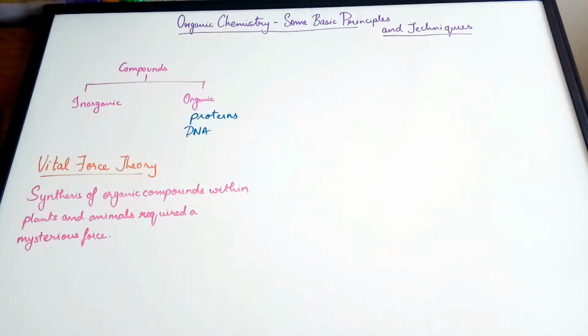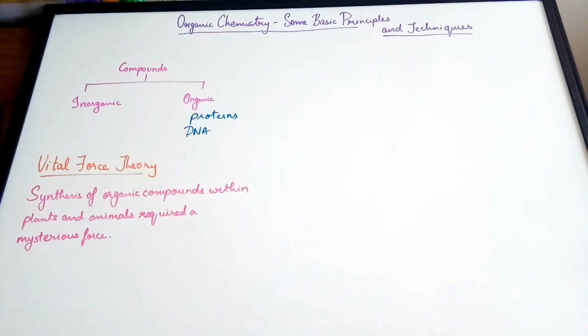Chemists were not able to synthesize organic molecules until the mid 19th century. Before that, they were only able to extract organic molecules from plants and animals. So it was Berzelius who gave the vital force theory, and this states that synthesis of organic compounds within plants and animals required a mysterious force. It was not until 1828 that the first organic compound was ever synthesized in the lab. This molecule is called urea.